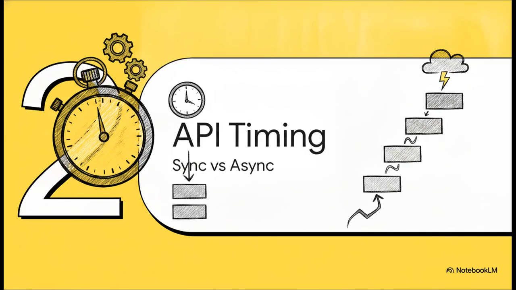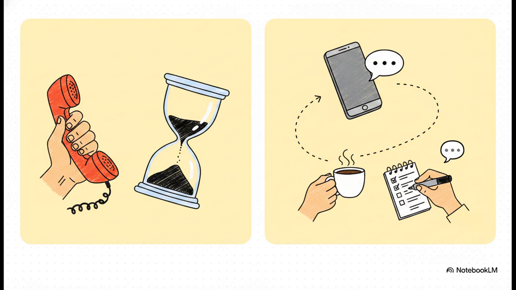Moving right along to section 2, let's see how traffic actually moves through this territory based on timing. We're going to compare synchronous and asynchronous APIs. So you can think of synchronous APIs kind of like a traditional phone call. You dial, you wait on the line, and you expect an immediate answer. You can't really go do anything else until that call is over, right?